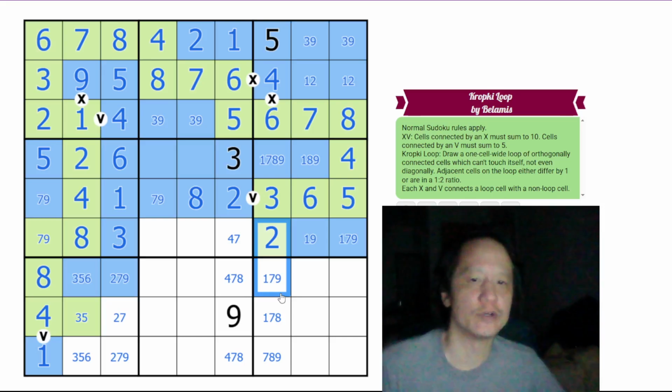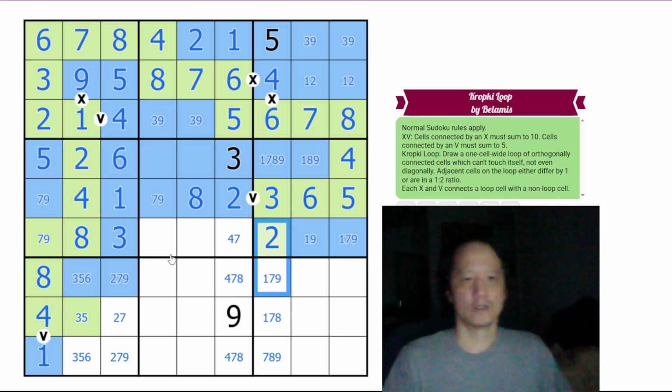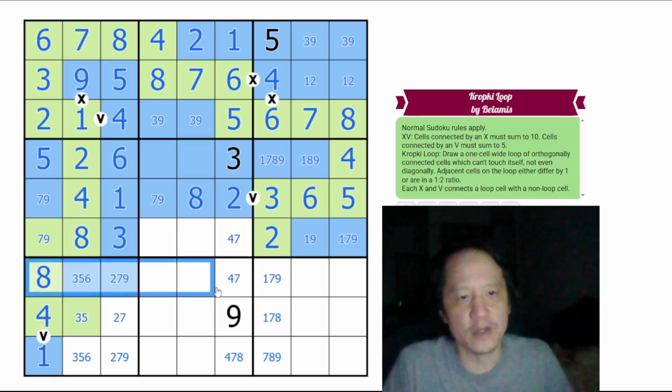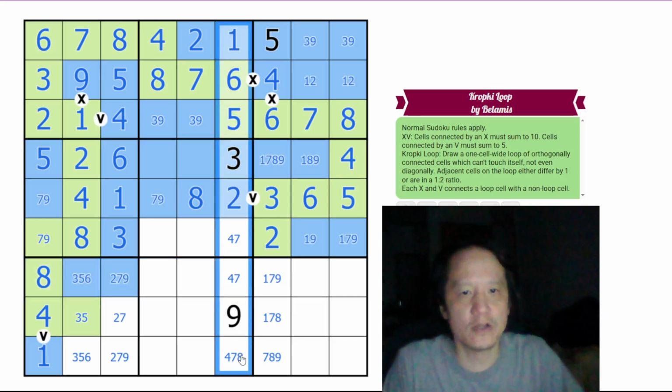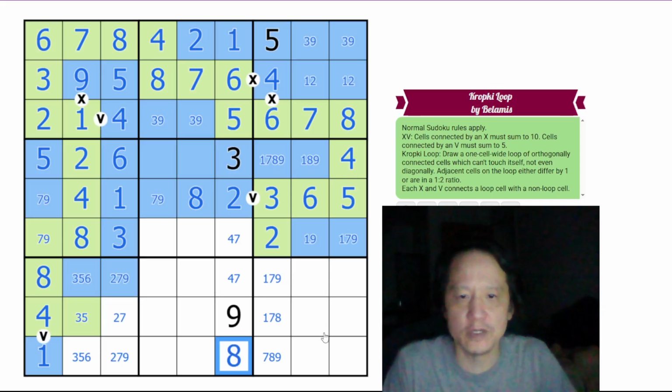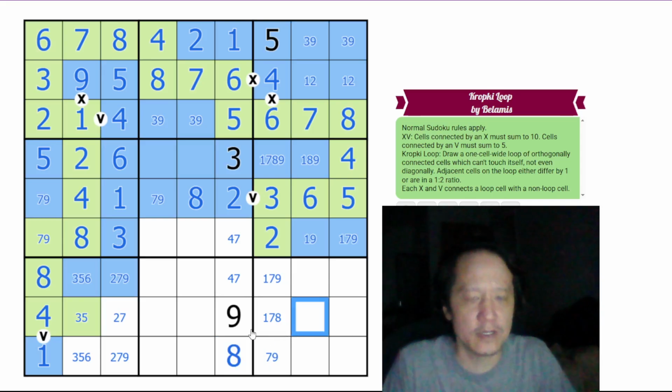We don't know which. This can't be 8 because of the 8 in the row. Where is the 8 in column 6? It has to be here. So this is 8, which means this can't be 8 here.